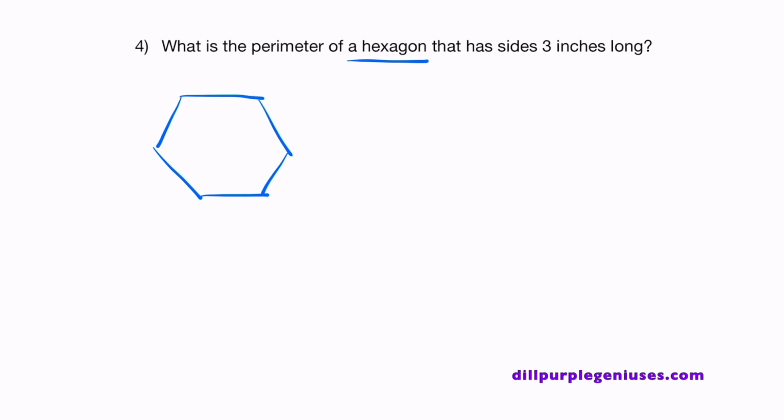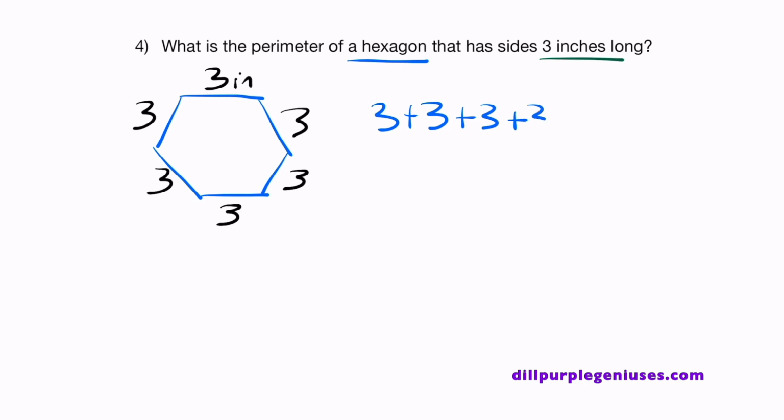So here we have our hexagon, and we are given that each side is 3 inches long. So we can write it here. We can say 3 inches, and then 3, 3, 3, 3, and then 3. There's actually 2 ways you can do this. One way is that we can add all the numbers together. So if we do 3 plus 3 plus 3 plus 3 plus 3, and then plus 3, make sure there's 6 3's. You got 1, 2, 3, 4, 5, 6.